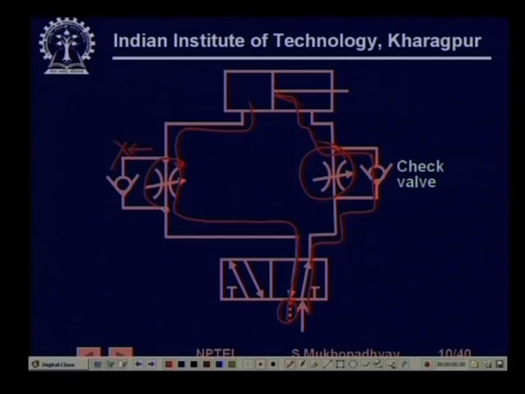So this flow control valve is used so that when the cylinder is moving this way, there is a certain maximum speed that it will generally achieve. You can have different flow control valve settings in these two valves, so that on the two sides you can have different speeds of the cylinder.